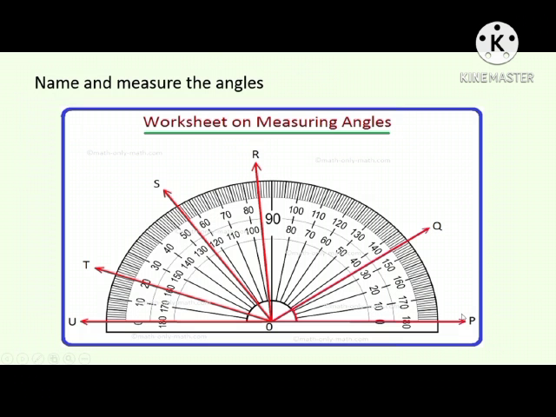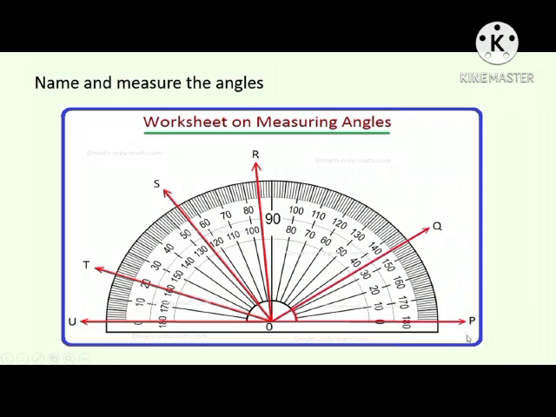Now there is a worksheet. You have to work out and find the angle. Here different angles are there. POQ is the first angle. Measure the angle POQ. Here 30 plus, 31, 32, 33, 34, 35. So the degree is 35 degrees.